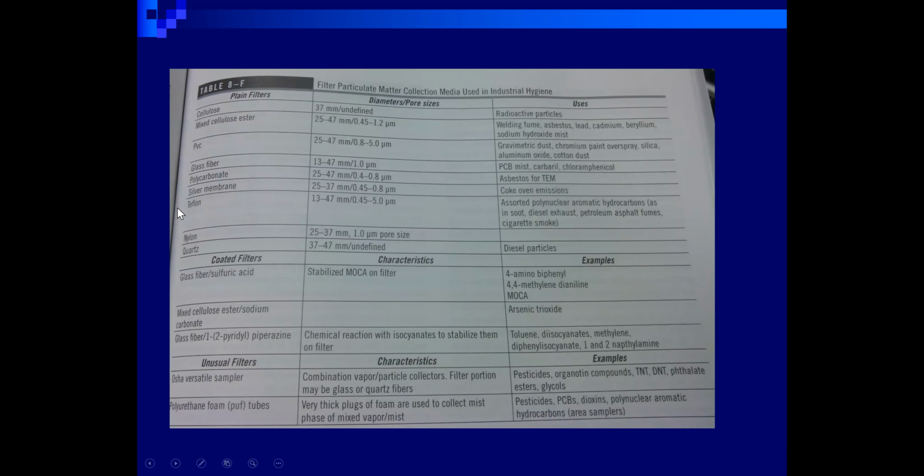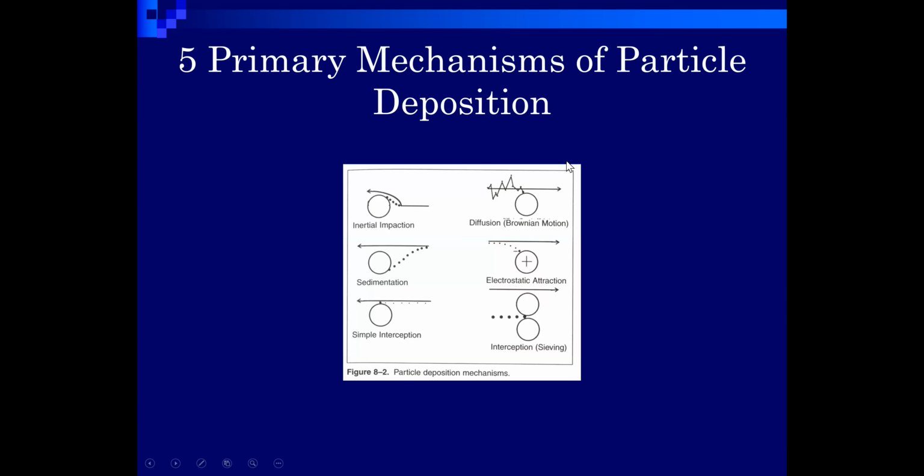Your book also goes through some of the different filters that are used. I wanted you to be aware of this, but you don't have to get too in-depth on it. We also use the NIOSH Manual of Analytical Methods in the lab to help you get a little familiar with the different types of materials that you might use to collect samples in the workplace.